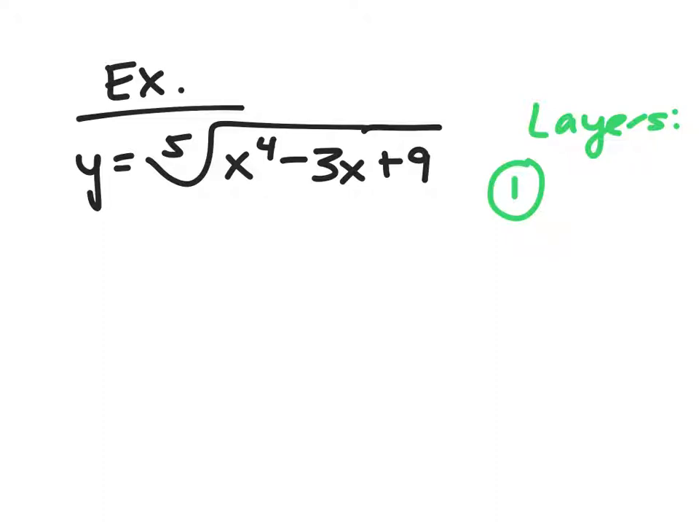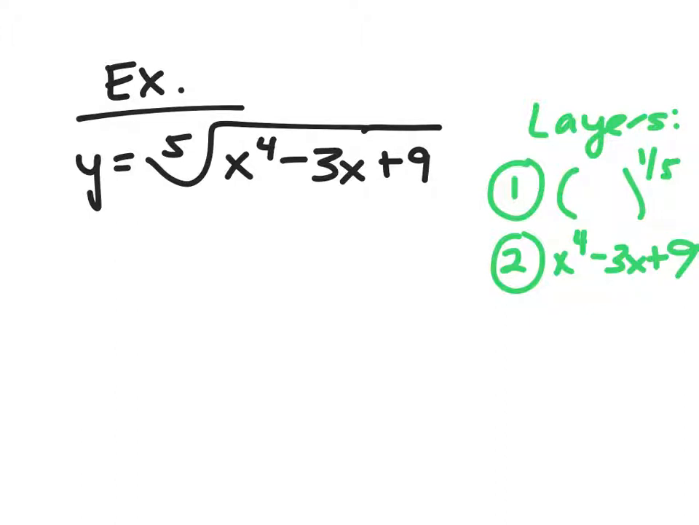Now, I'm going to have to differentiate that using power rule, so I'm going to go ahead and rewrite that as parentheses to the 1/5. So the radical has an exponent of 1/5. And then once I take away that layer, I'm left with the x to the 4th minus 3x plus 9 layer, which is my inside layer. So once I differentiate, I take the derivative of the outside, which is at 1/5 power, so I can bring the 1/5 in front, keep the inside, subtract 1 from the exponent.